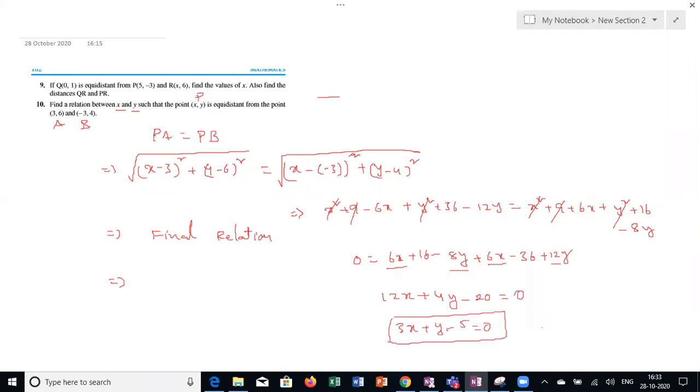I got this expression as the final answer. The final relation between x and y, I got like this. Anyone got the same answer? Akash, Amrita, Hamsini, Sandhya, Nirupama? Yes, sir. But sir, I made a mistake in the first step. Make a note: within minus 8y, I put plus.